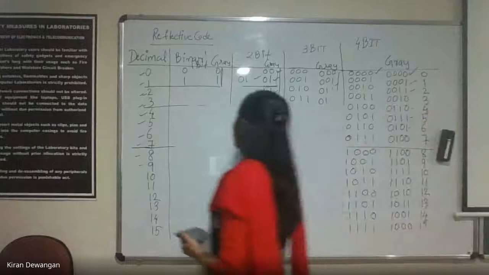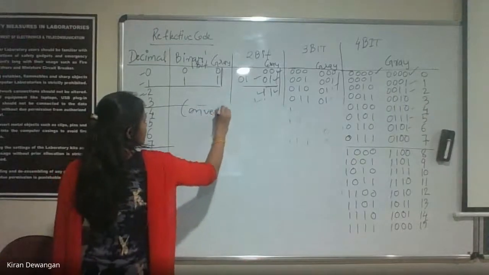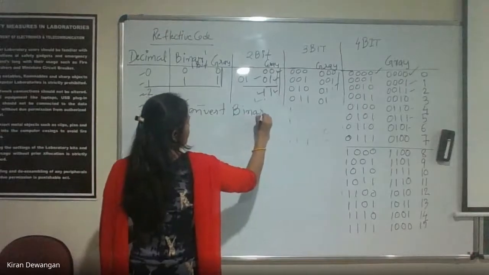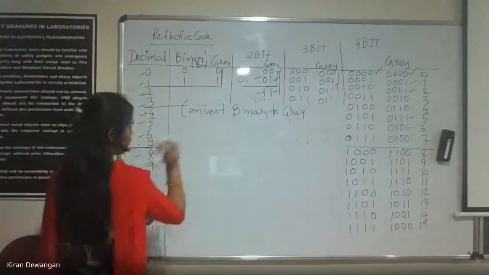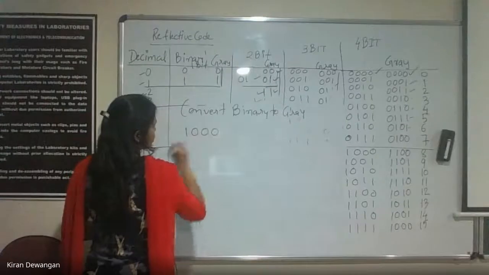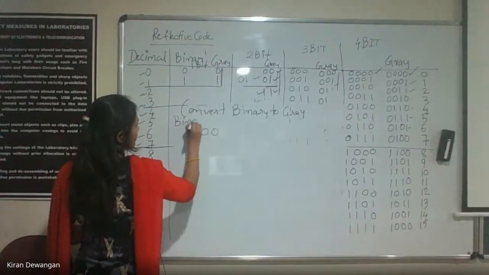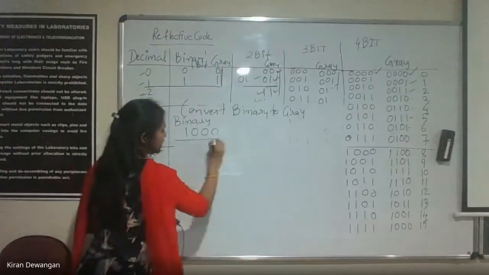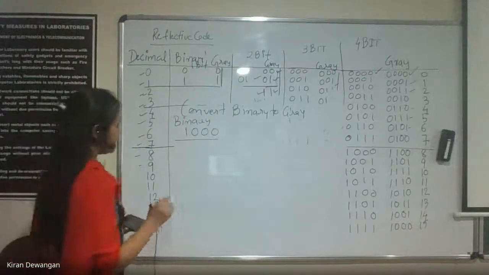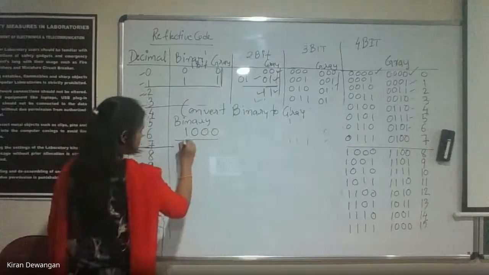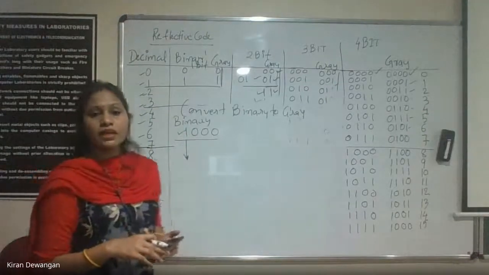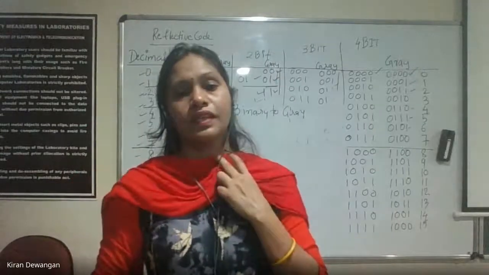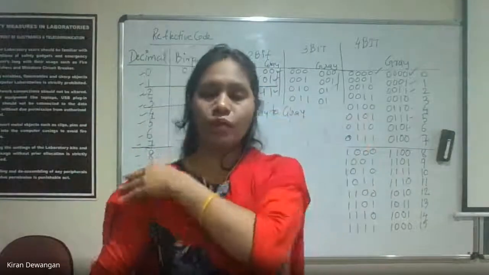Now we need to know how to convert binary to gray. Okay? Now we need to understand, if we are given 1000, this is our binary number. From this you have to find the gray code, right? So what is the procedure? This number is our MSB. What is MSB? Just say what is MSB. Students, reply, what is MSB? Most significant bit.